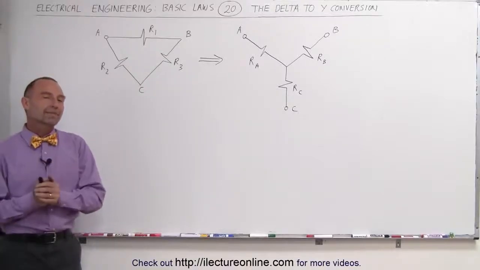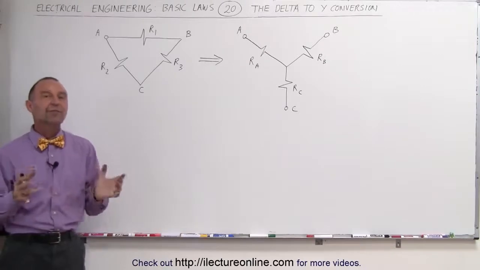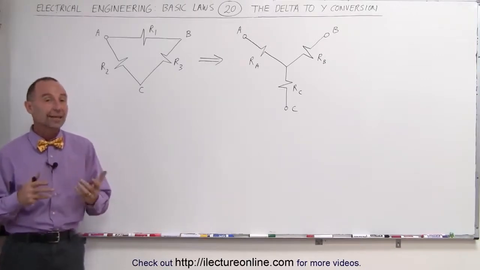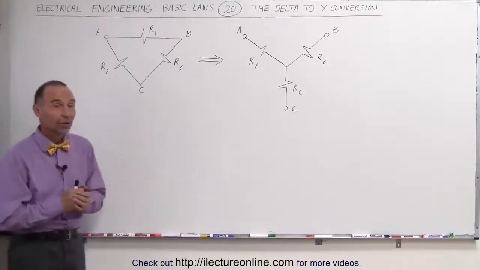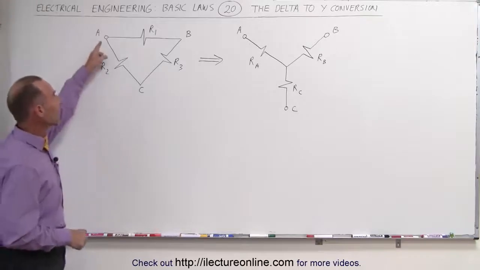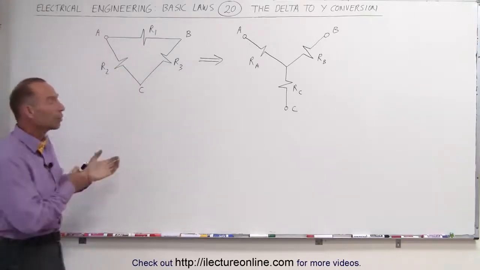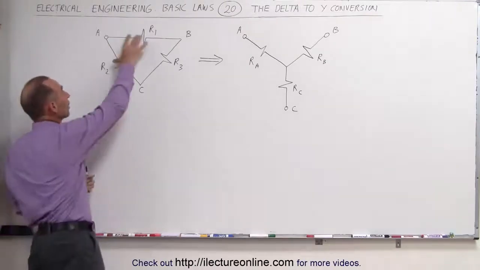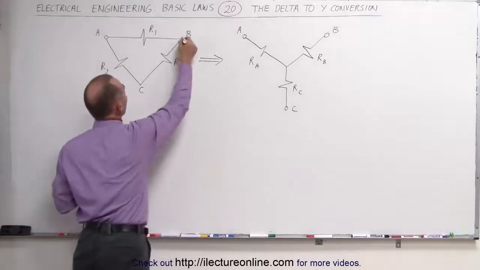Welcome to ilectureonline. In this video we're going to talk about the delta to Y conversion. It's a very famous conversion, something that's really unique and very beneficial, especially when we start trying to solve things such as bridge circuits or bridge networks. Anytime you have a triangular shaped network like this, it's very difficult to figure out which way the currents will go because the currents can split up in different directions depending upon what A, B, and C are connected to.